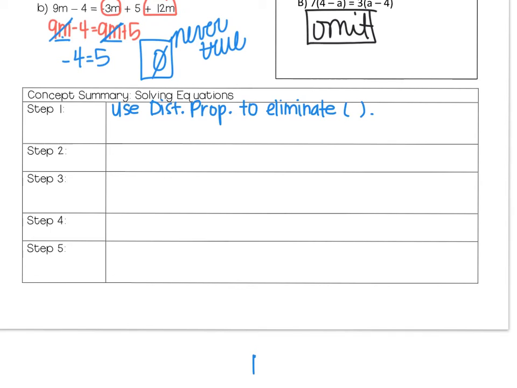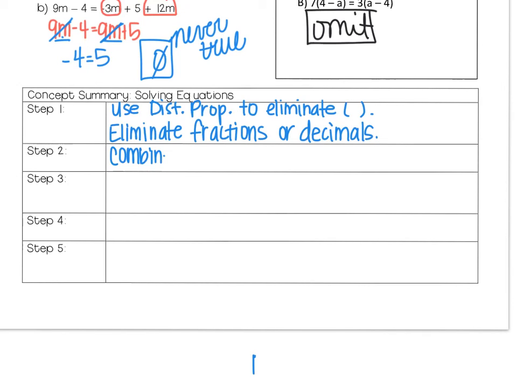And while you're doing that, you need to also eliminate fractions or decimals if you can. First thing you want to do, get rid of the grouping symbols, get rid of the fractions or decimals. Step 2, you're going to combine like terms on each side of the equation. To combine all the like terms on the left, and then combine all like terms on the right.